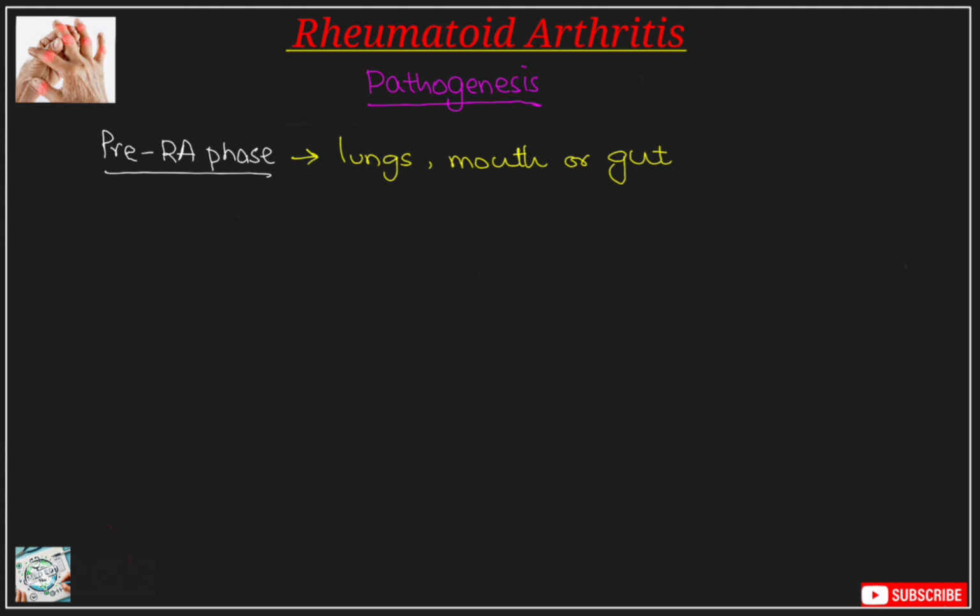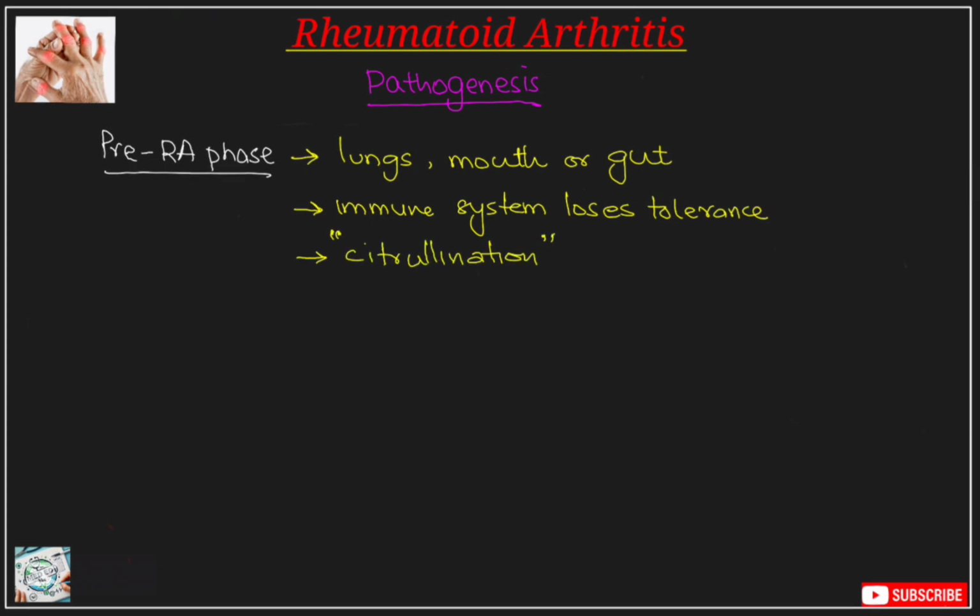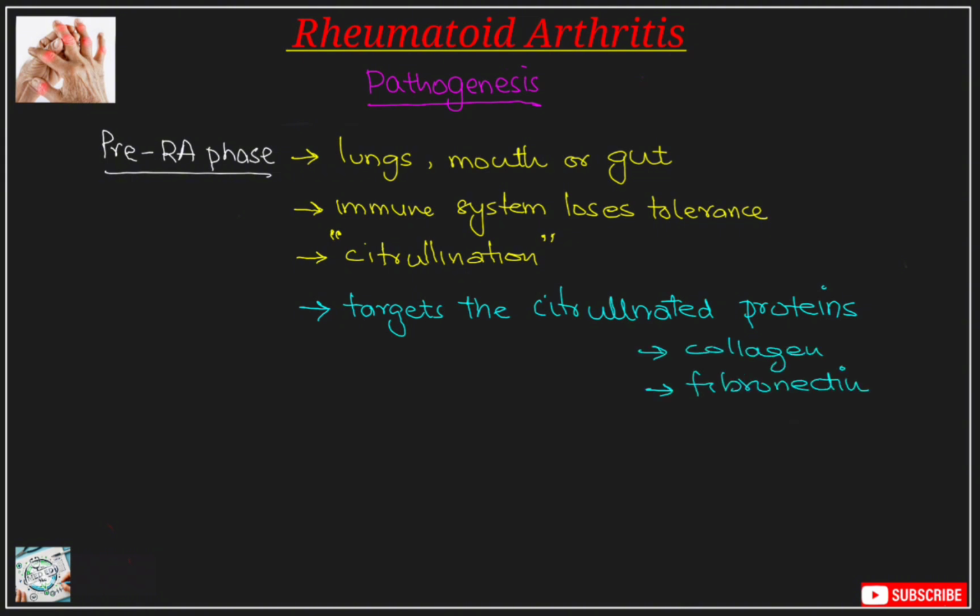Strange, right? But that's true. Environmental triggers like smoking, infections, or irritants set off an immune response, and the body loses tolerance to its own proteins, especially those modified by a process called citrullination, where an enzyme alters certain proteins, making them look foreign to the immune system. In response, the immune system mistakenly targets these citrullinated proteins found in the collagen, fibronectin, and other tissues. This leads to the formation of autoantibodies, specifically the rheumatoid factor and the antibodies against citrullinated protein peptides, which are the key markers of RA.